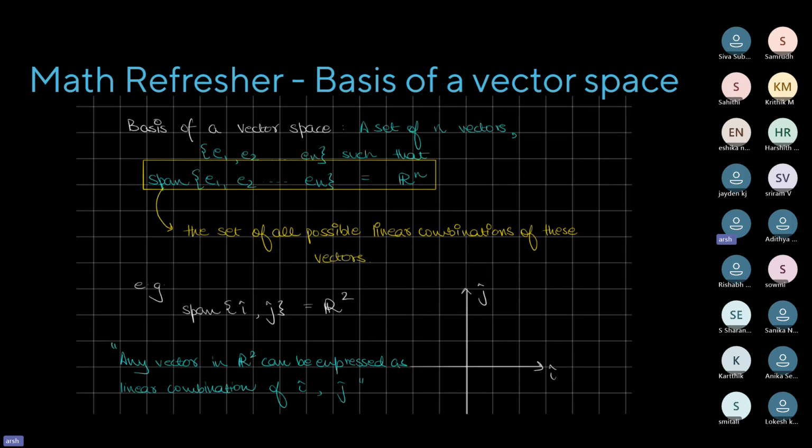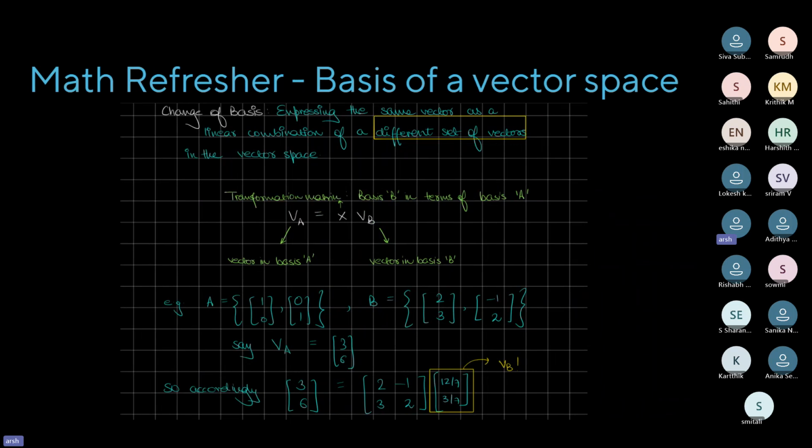So here is a simple example. Span of i cap and j cap is R square. So any vector in a planar space, in R square space, can be expressed as a linear combination of i cap and j cap, which is pretty intuitive and we're all familiar with. And you can expand this to any n-dimensional vector space as well.